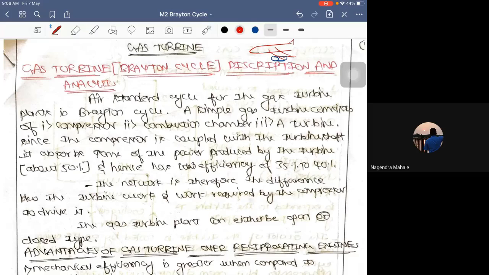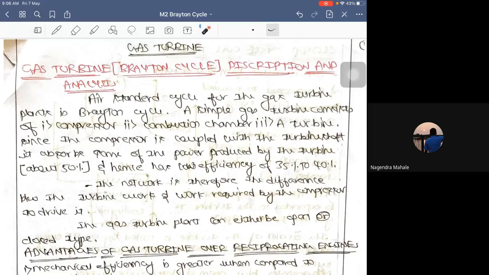So this particular module will deal with the Brayton cycle and how many types of cycles there are, different types of cycles, and how to calculate its efficiency, and what has to be done in order to increase its efficiency. So all those things would be dealt with here. Let us go one by one now. So gas turbine runs on the Brayton cycle. Its description and analysis, we will just look into it.